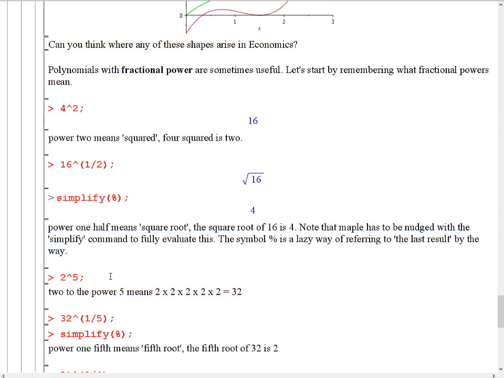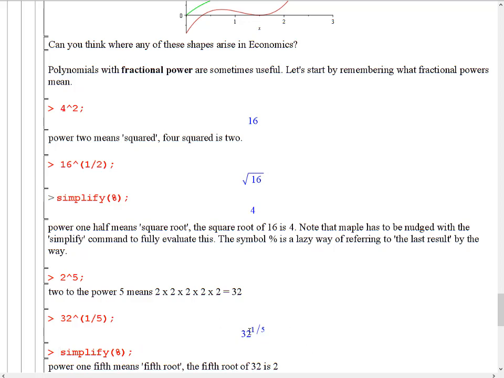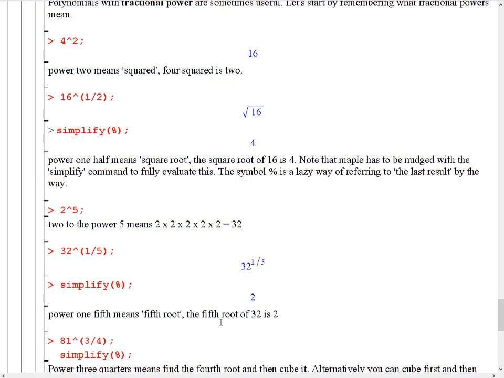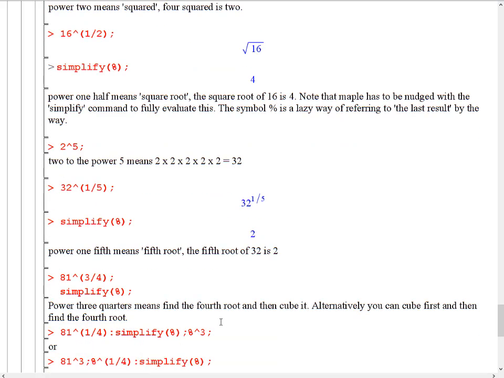Similarly, 2 to the power 5 means 2 times 2 times 2 times 2 times 2, that is 5 twos multiplied together, which gives you 32. So if you start with 32 to the power 1 over 5, that should take you back and give you 2. It reverses it. So this is the opposite of the power 5, and could also be called the fifth root.